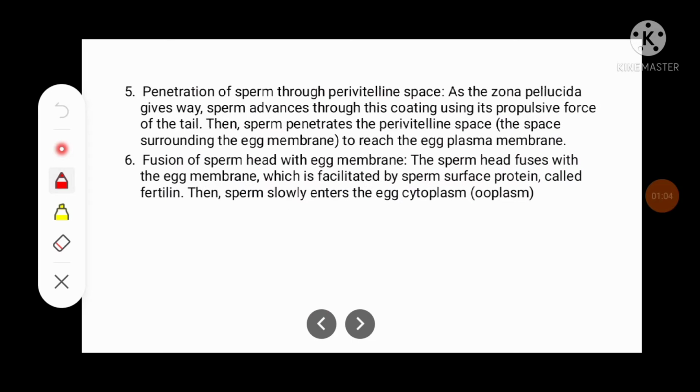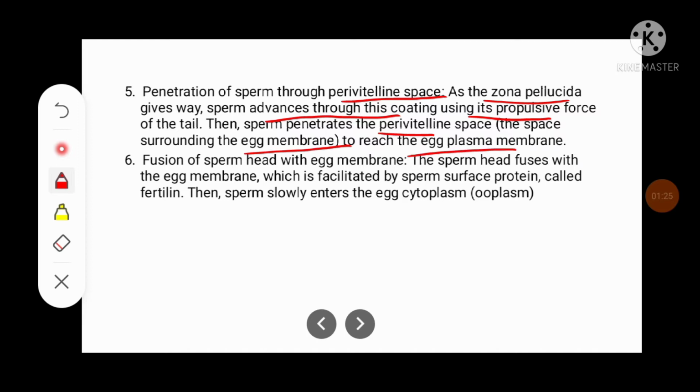Then penetration of sperm through the perivitelline space. As the zona pellucida gives way, the sperm advances through the coating using the propulsive force of its tail. So the sperm penetrates the perivitelline space, that is the space surrounding the egg membrane, to reach the egg plasma membrane.